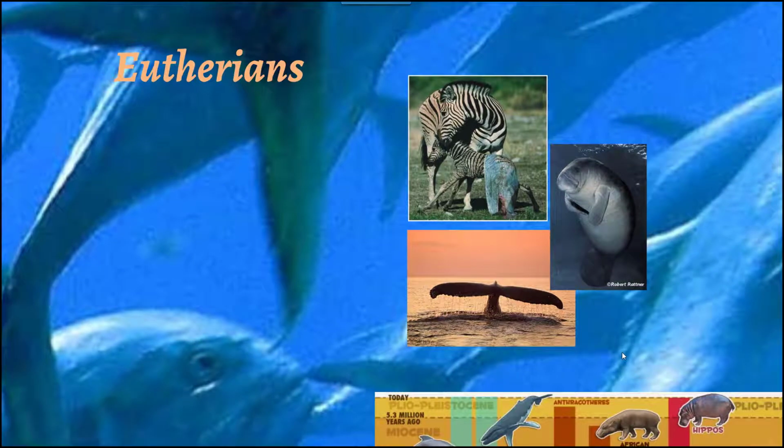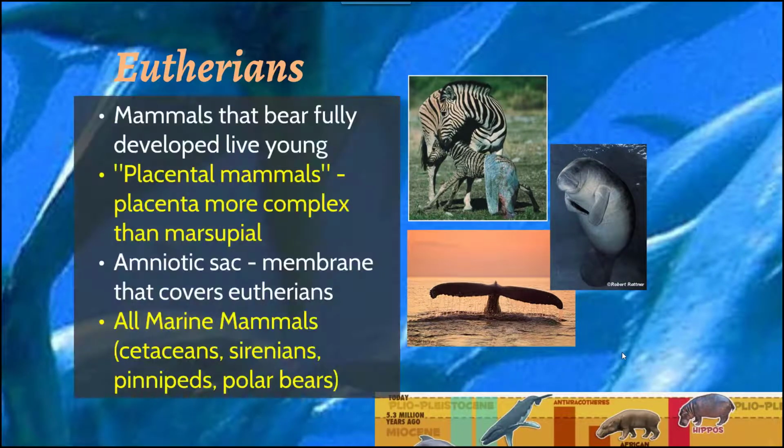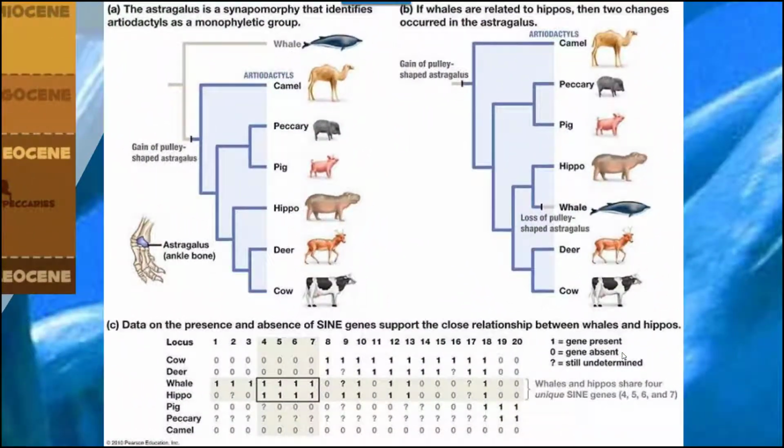And finally, the ones we do find in the marine environment are the eutherians. These mammals bear their young fully developed. They have a placenta, which is more complex than that of the marsupials and allows for internal development. They have an amniotic sac, a membrane that covers the eutherians to allow for protection in the internal environment. And all marine mammals, cetaceans, sirenians, pinnipeds, and polar bears, are part of this eutherian group.